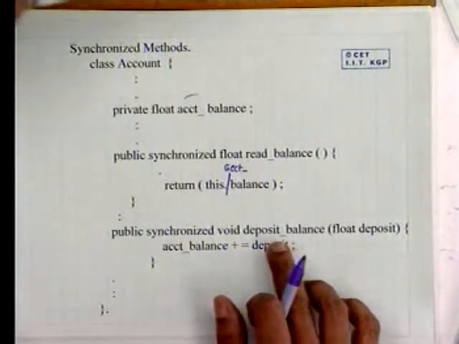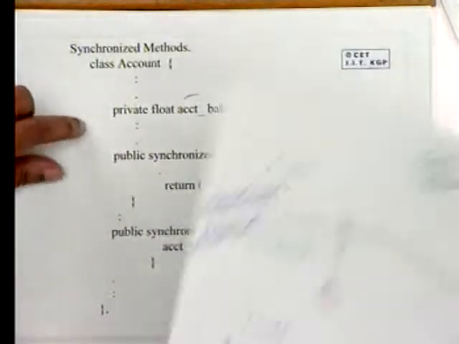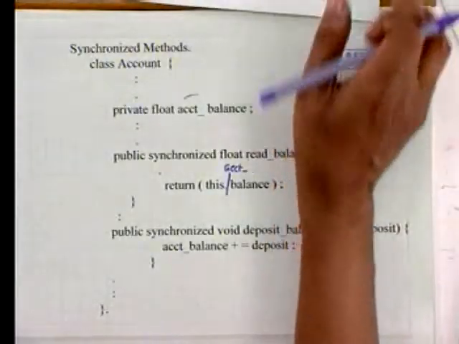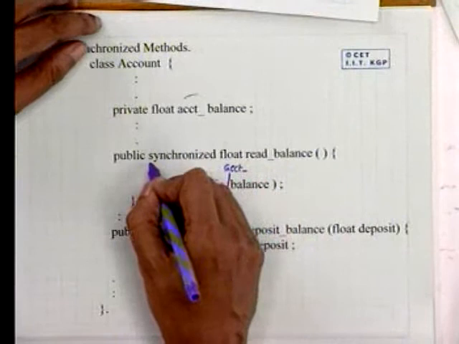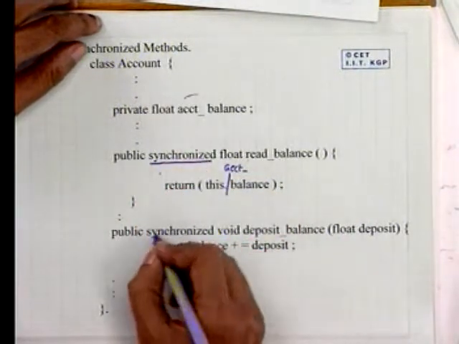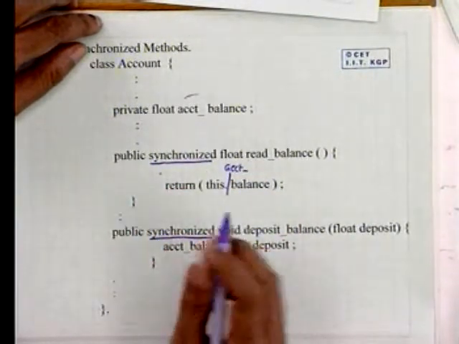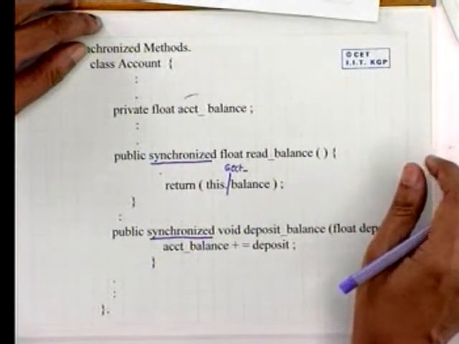So here, instead of display, I have used read, and this is deposit, the two methods. The one thing that needs to be observed is the synchronized keyword, and it means that whenever such a method is executed, it will deny access to any other thread. Whenever such an instance is executed, it will deny any access to any other thread on the account balance.